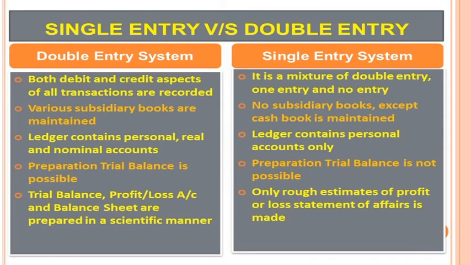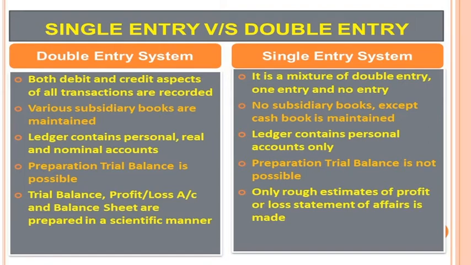But under the single entry system, we prepare only personal accounts as well as the cash book. We don't maintain any subsidiary books. The ledger contains personal, real and nominal accounts because we are following the double entry system, but in single entry the ledger contains only personal accounts. Under the double entry system we can prepare a trial balance; under the single entry system we cannot.